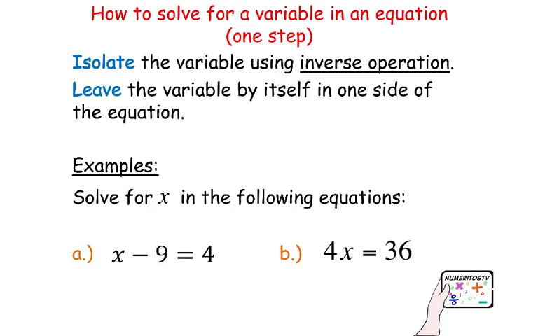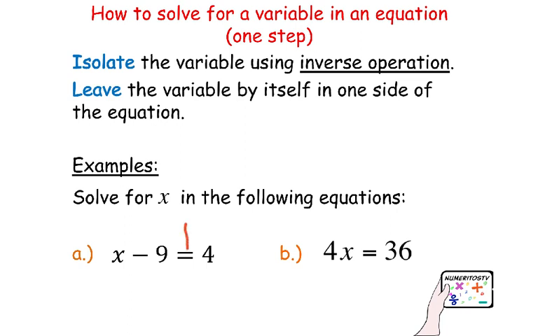When we solve a variable in an equation, let's do one step first. We need to isolate the variable using inverse operations. Isolate means leave the variable by itself in one side of the equation. So let's try some examples to understand how to isolate here the variable. Let's solve for x in the following equations.